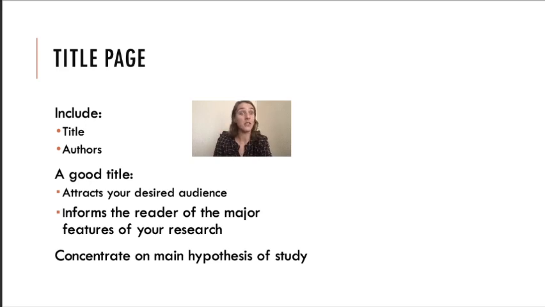The title page includes the title of your study, as well as your name, the author name, or authors if you're collaborating. That would be outside of this class. You want a good title. You want a title that explains what your paper is about and that would attract people who are interested in your research. So it should inform readers of the major features of your research, maybe the variables you use or the hypothesis that's driving your study.